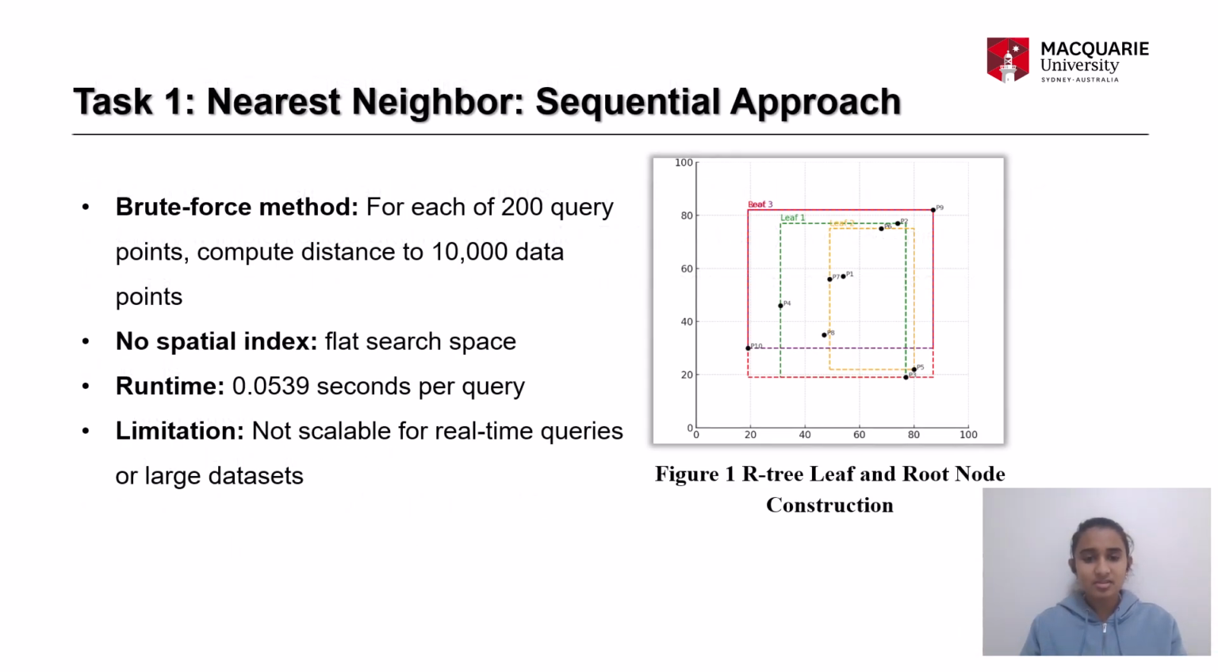The nearest neighbor sequential approach. We began task 1 with the baseline, the sequential scan. For each of 200 queries, we calculated the Euclidean distance to every single point in the dataset. The brute force method is simple and reliable but quite expensive. It gave us an average time of 0.0539 seconds per query, making it a good reference to evaluate improvements from optimized methods. This step also helped evaluate the accuracy of our R-tree output.